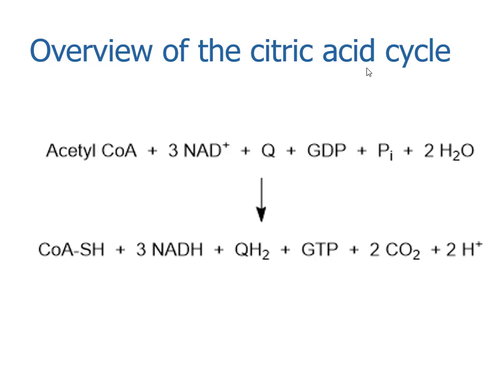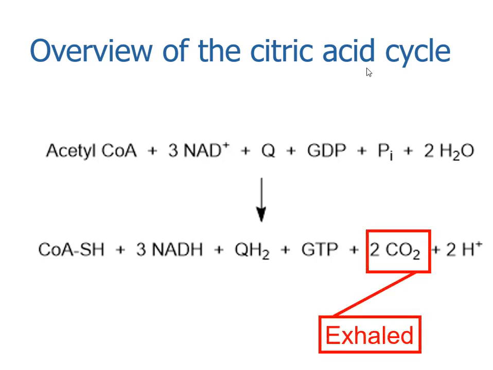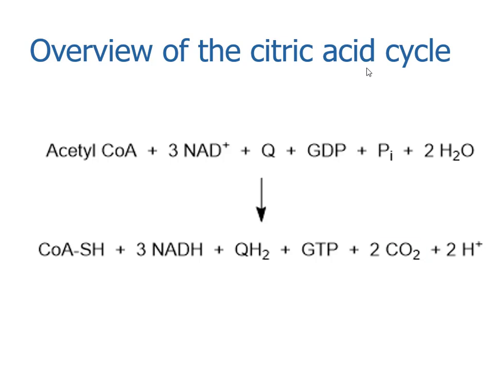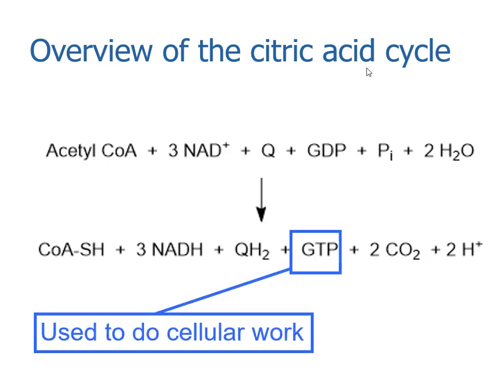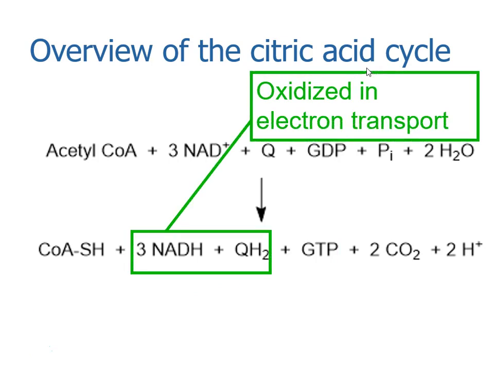So this is the overview of the citric acid cycle. We started out with acetyl-CoA, and the two carbons in acetyl-CoA were oxidized to CO2, so we would simply exhale that. We captured some of the free energy in the conversion of acetyl-CoA to CO2. We captured some of that energy as GTP, which can be used to do cellular work. The oxidation of acetyl-CoA to CO2 involved the loss of protons and electrons, which were picked up by NAD+ and coenzyme Q to form NADH and QH2 respectively, and those will be oxidized in electron transport.